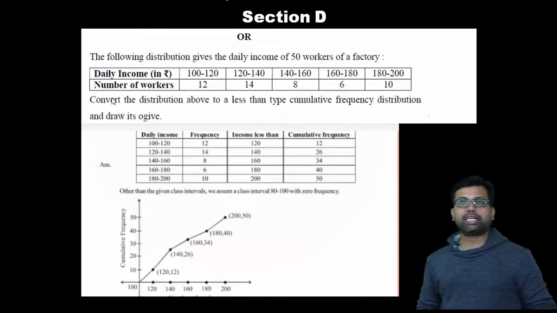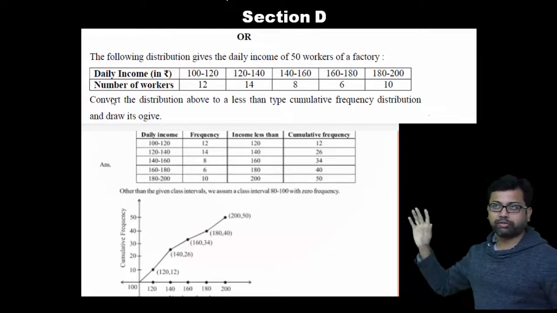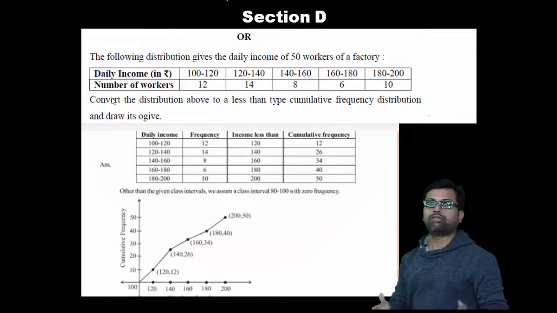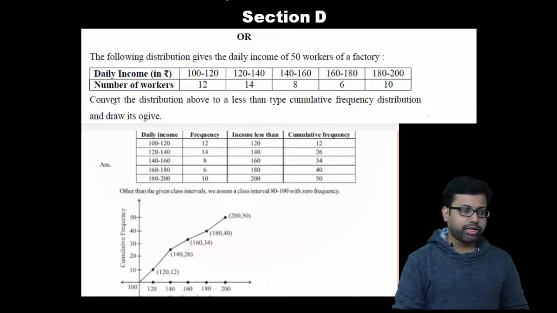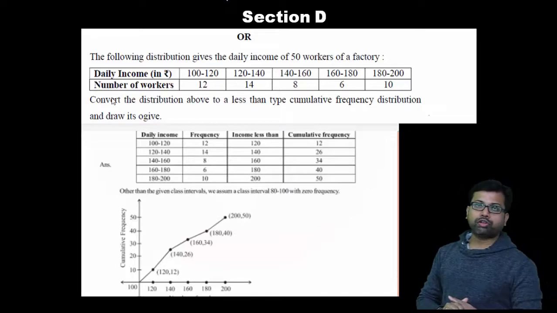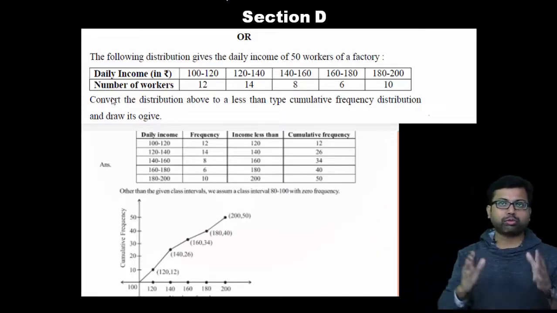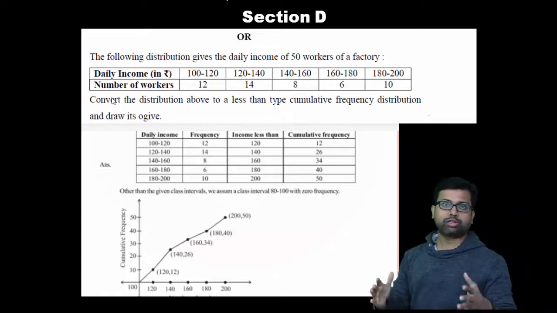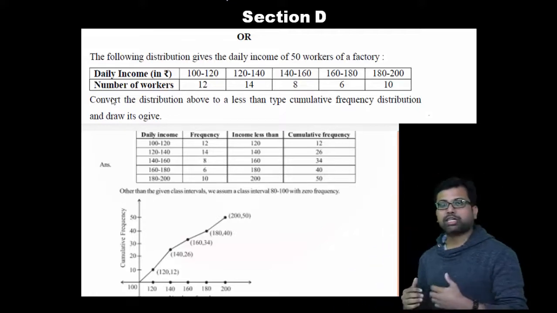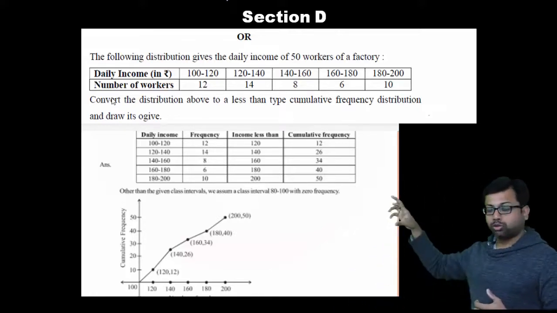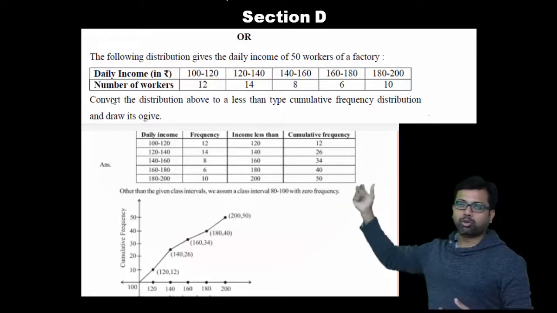For less than 120 rupees, the number of workers is 12. It's already given: between 100 and 120 there are 12 workers. So less than 120 it will be 12. Less than 140 will be equal to 12 plus 14, which is 26. How? Because between 100 to 120 there are 12 workers, and between 120 to 140 there are 14 workers. So less than 140 rupees, the total will be 12 plus 14, which is 26, the cumulative of the two classes.